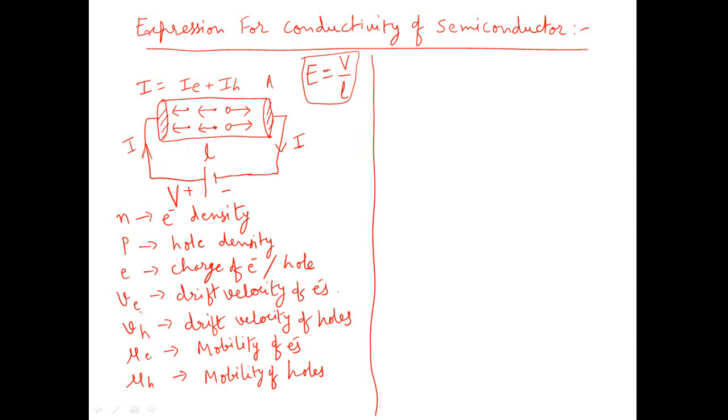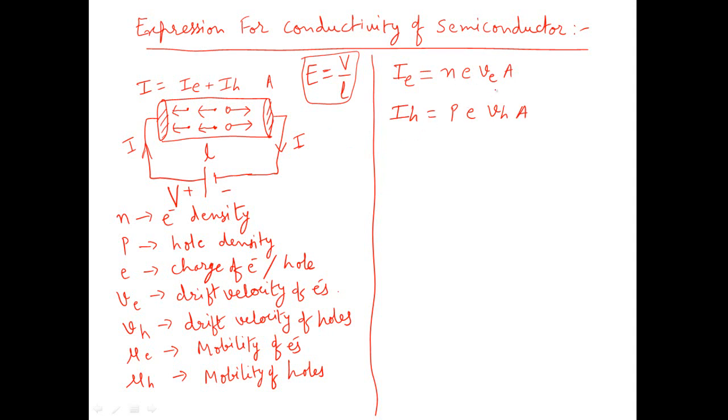And if n is electron density, p is hole density, e is charge of electron and hole, vE is the drift velocity acquired by the electrons and vH is the drift velocity acquired by the holes, and mu E is the mobility of electrons and mu H is the mobility of holes, then according to free electron theory we can write for the current which flows due to the motion of electrons as IE is equal to n e vE A. Similarly, we can write for the current due to the motion of holes as IH is equal to p e vH A. So this is the equation according to the free electron theory.